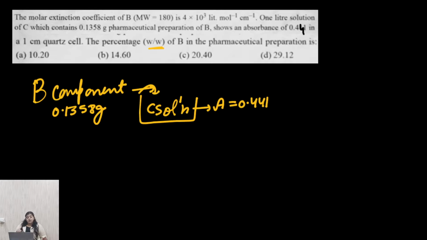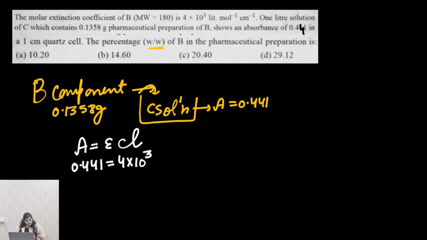So let us find out, in this particular absorbance value that you are getting, how much of the B component is involved. From that you can get the weight by weight percentage. Now we know that absorbance equals epsilon into C into l. Absorbance value is 0.441, which is equal to the epsilon value, 4 into 10 raised to the power of 3, in mole inverse liter per centimeter, into the length value, which is 1 centimeter.